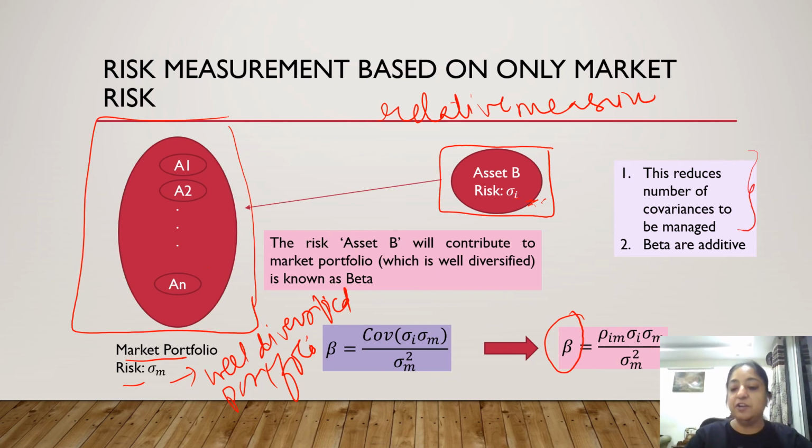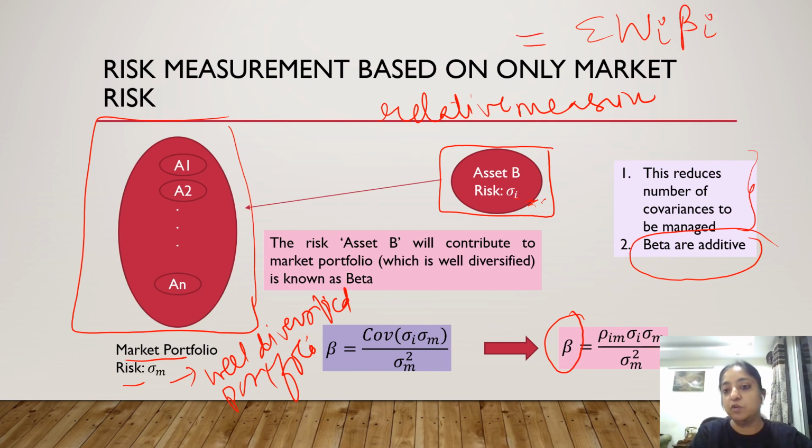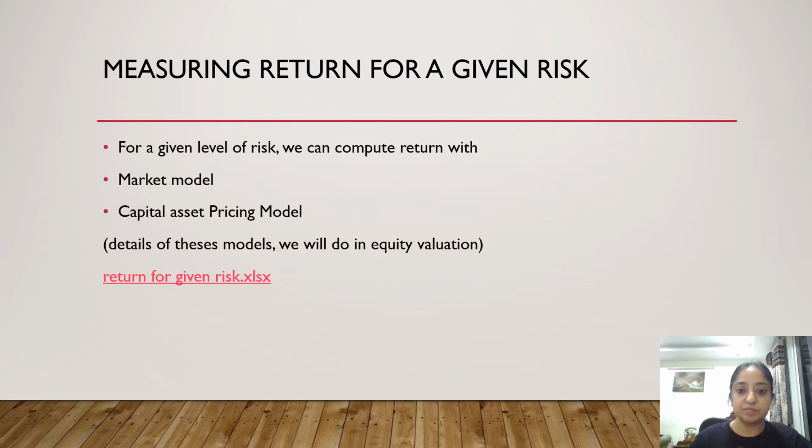What is the advantage of going to beta? Number 1, it reduces the number of covariances. We need not manage the covariances; we will simply manage beta. Number 2, betas are additive. Just like I calculated the return for the portfolio, which was the sum of WiRi, the risk for the portfolio is going to be the weighted average of the betas. Isn't it easy? I just need to look at the beta and nothing more than that.